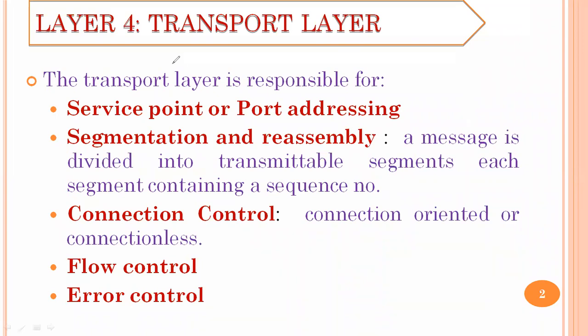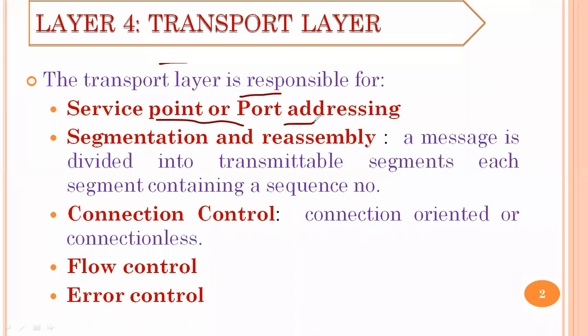So next is the transport layer, the fourth layer of the OSI model. It is responsible for service point or port addressing. When the transport layer starts, a whole chapter is on it, so at that point we will discuss it in detail. Let's just discuss in brief that port addressing will decide at which port the data will be transmitted from sender to receiver.